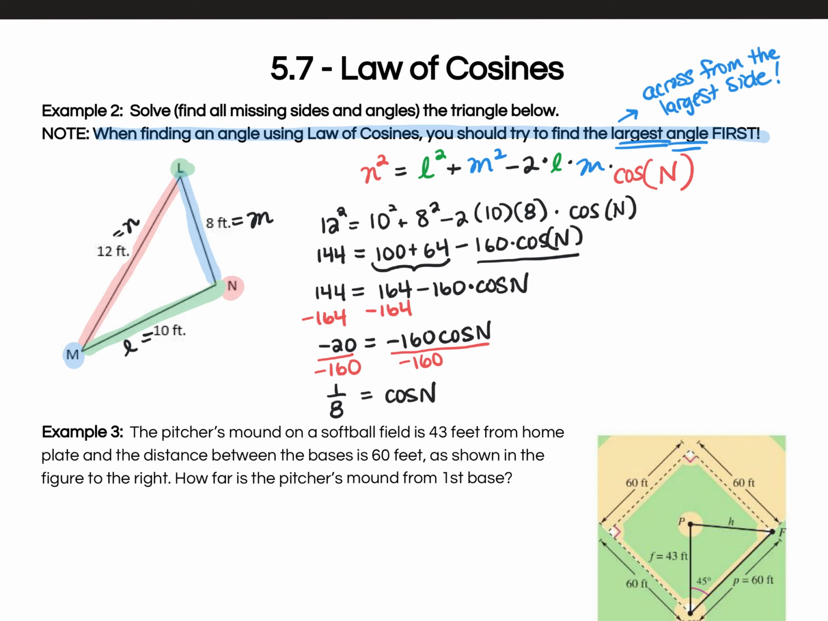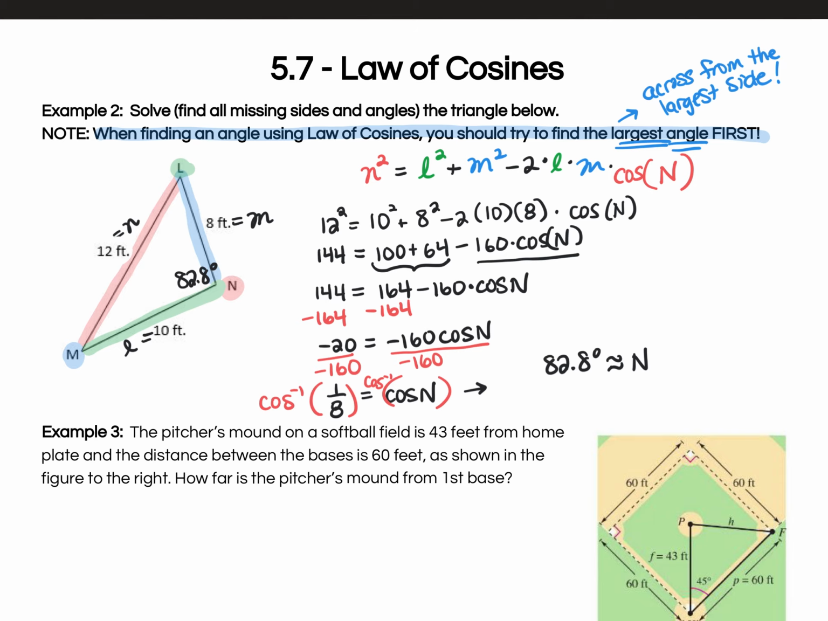Now, this is when we need to be really careful, right? How do we find n? Well, it's just like what we did when we found the angles using law of sines. We're going to have to use the inverse cosine. So I'm going to use the inverse cosine on both sides. And what that's going to give me is whatever the inverse cosine of 1/8 is. Again, double check that your calculator is in degree mode. Okay, so we're going to get, let's say 82.8 degrees would be angle n. So now I have angle n, 82.8 degrees.